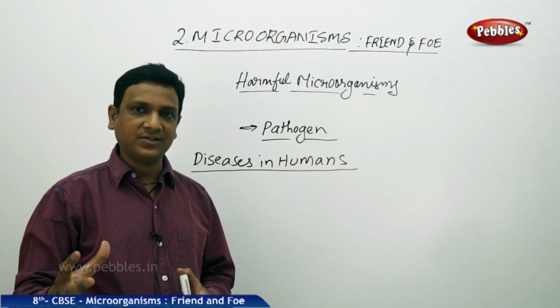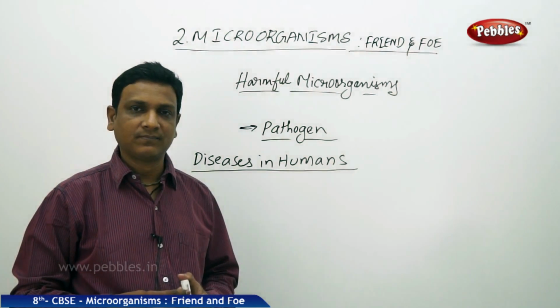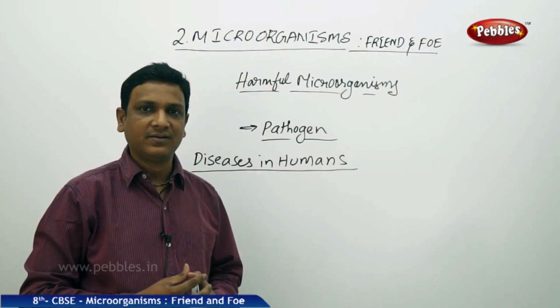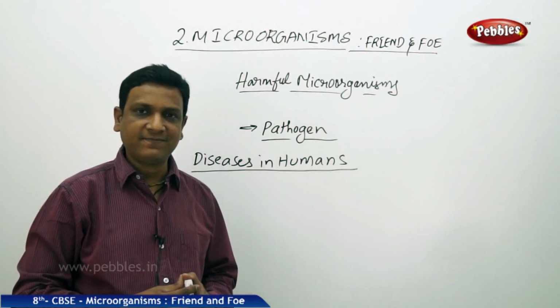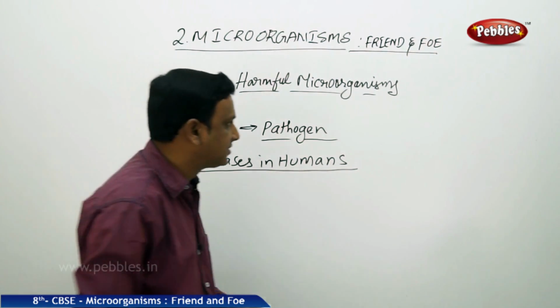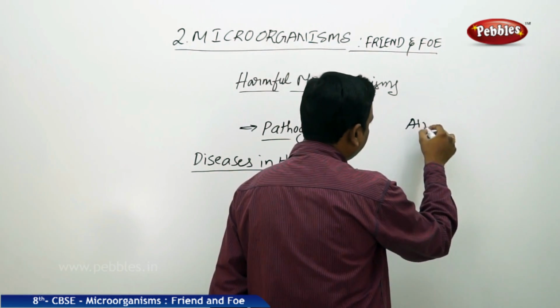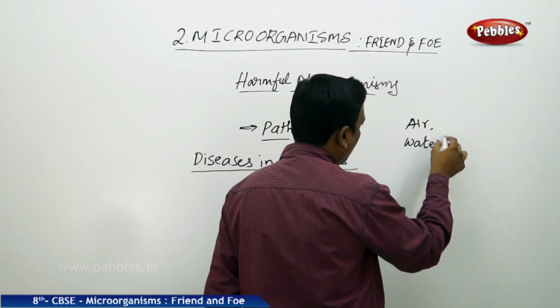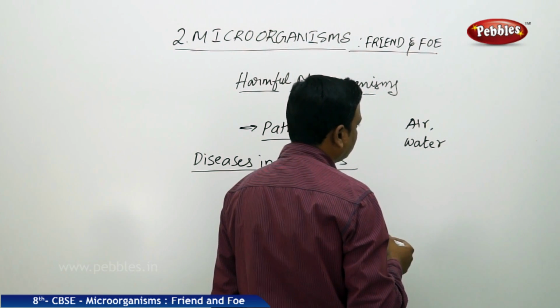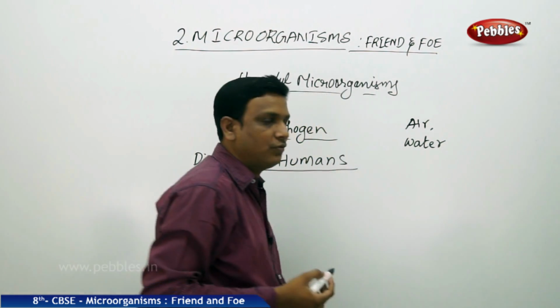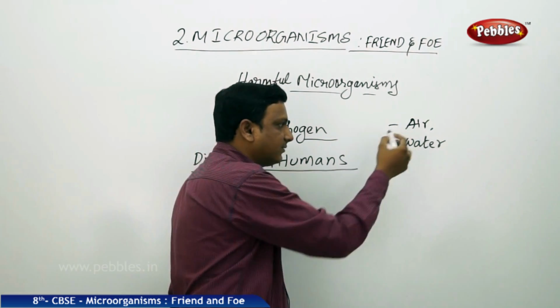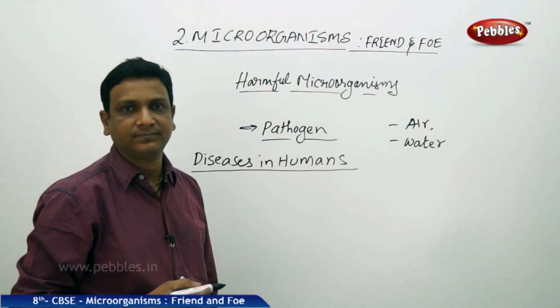The microorganisms are very small, very light, and are easily carried from place to place by different means. So what are the means? Air is a carrier of microorganisms. Microorganisms are carried by water, and sometimes the food may get contaminated. So primarily air and water carry the microorganisms.